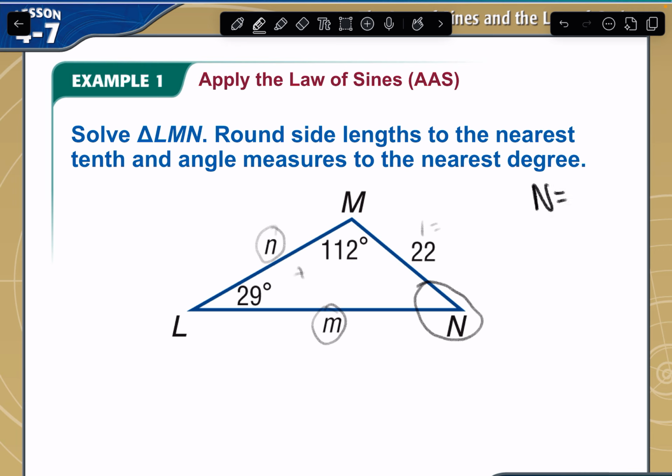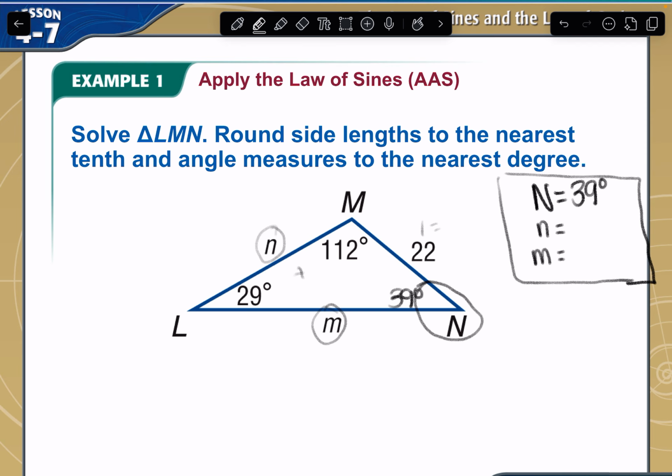So I know capital N specifically is 39 degrees. That's one of the things I need to find. I need to find side length of N and then side length of M. Those are my 3 pieces that I need to find in order to solve my whole triangle. Okay. So for these questions, I know everything for L, meaning I know the angle for L, I know the side length for L. Then for my other 2 sides, I know the angle measures and I don't know the side lengths.